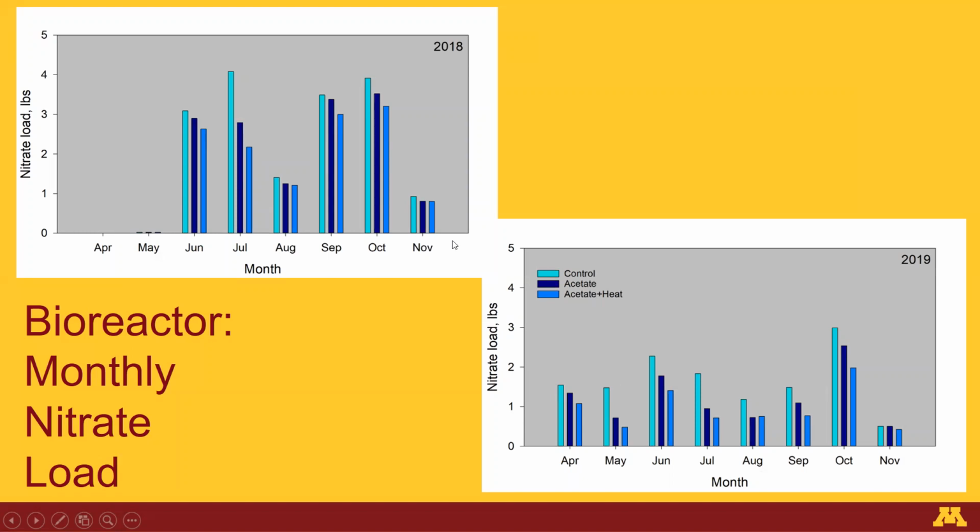The other thing that we see is that in general, on average, the control bars tend to be higher than the other bars for acetate and acetate plus heat. That tells us that there was more nitrate nitrogen leaving those bioreactor modules that were just corn cobs and wood chips compared to the others that had the supplemental carbon and heat.